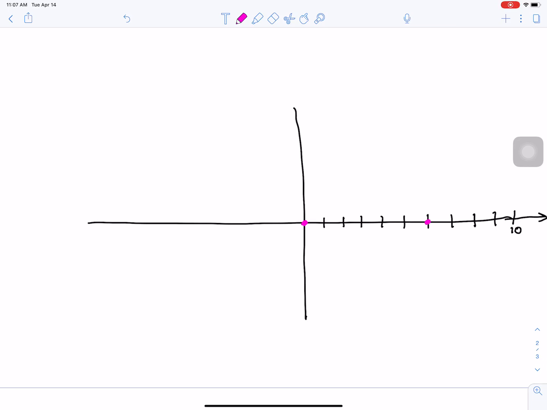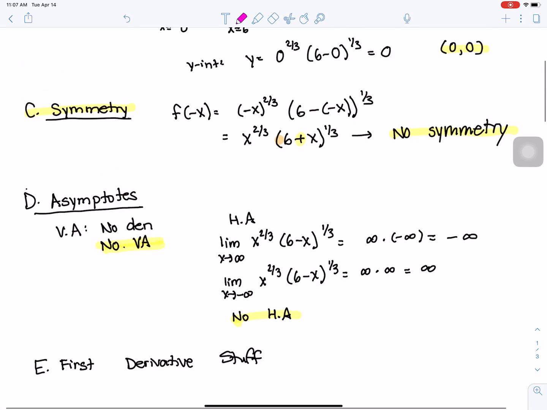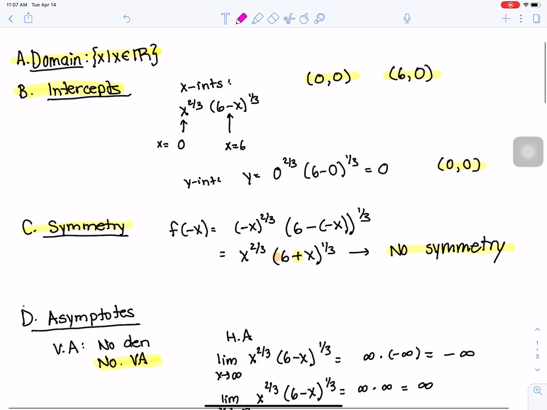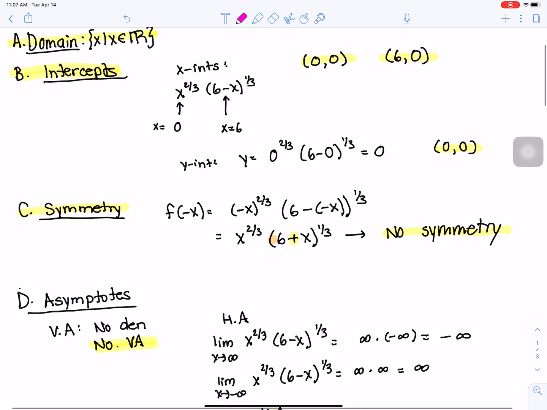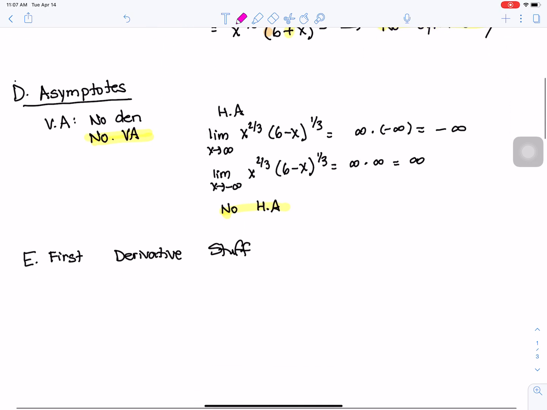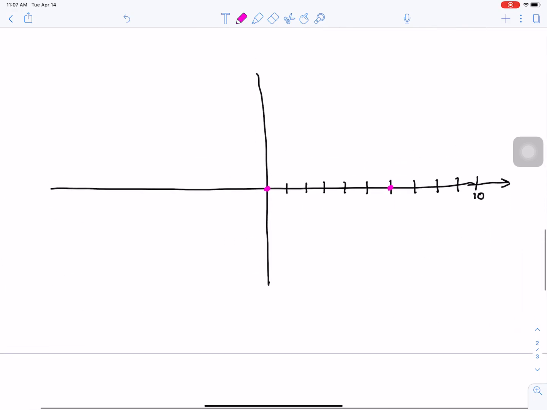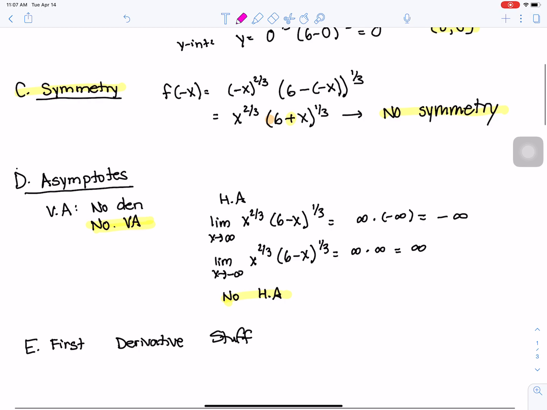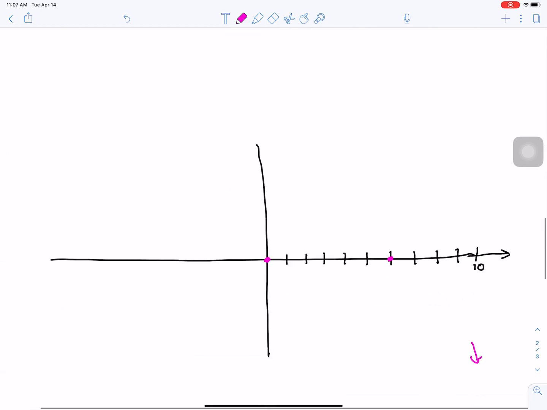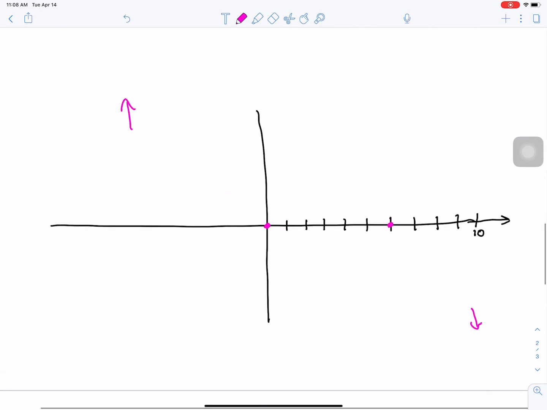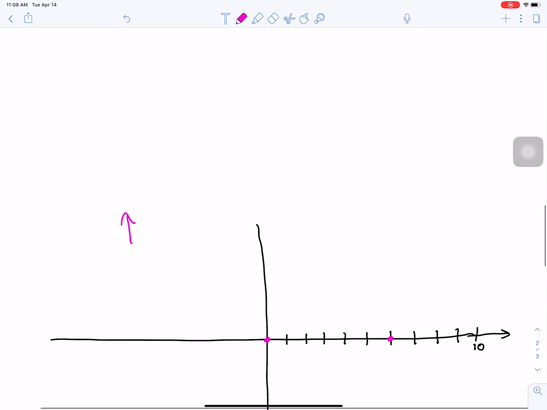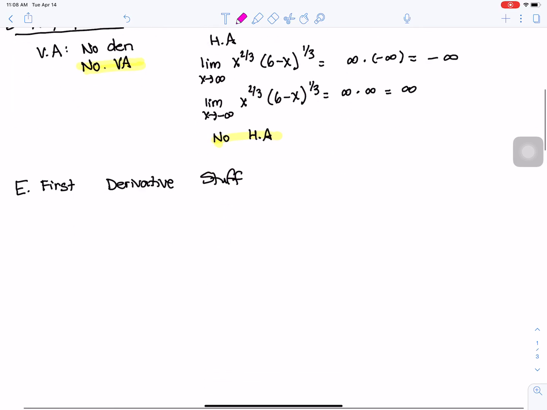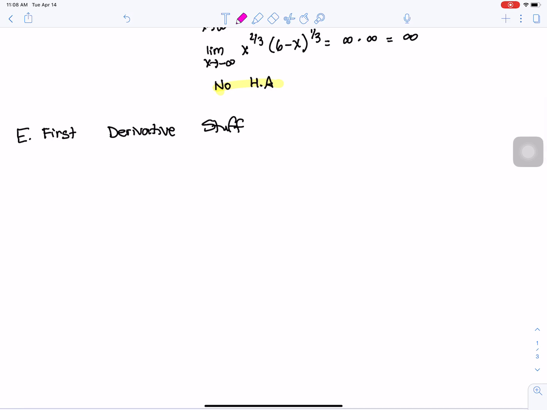Furthermore, I know that there's no symmetry, there's no characteristics of the graph that are reflections of one another. But I do know that as x goes to infinity, y goes to negative infinity. So my graph has to be coming down to negative infinity. As x approaches negative infinity, my graph is getting large, so that means it has to go up on this side. So that's all the information I have so far. Let's just continue with our first derivative stuff.